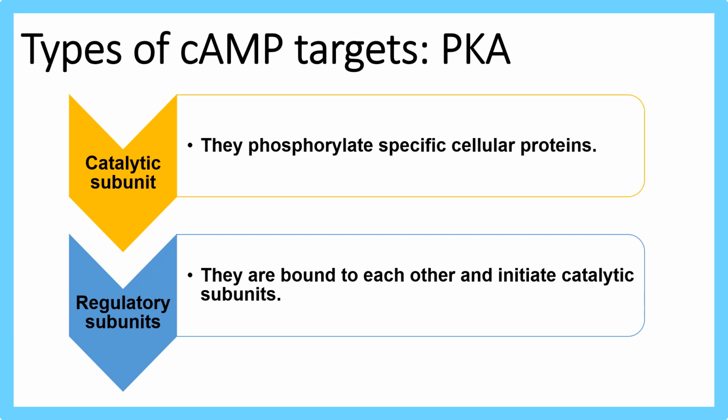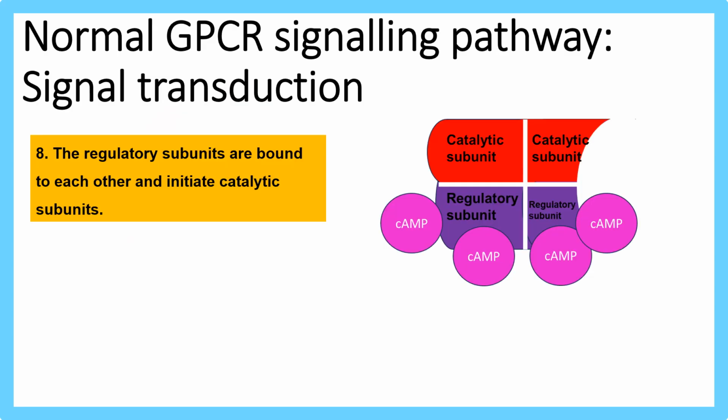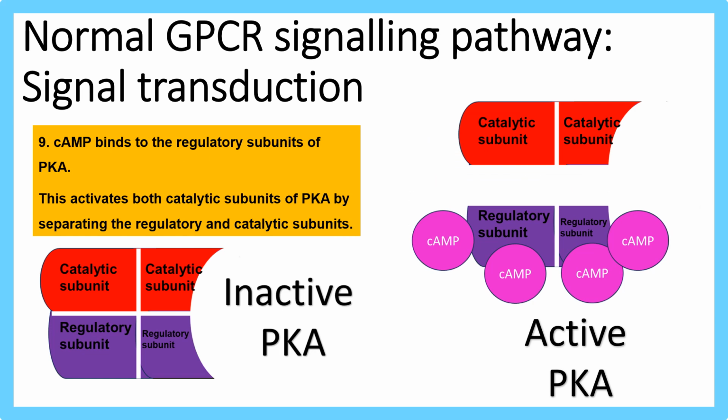The purpose of the catalytic subunit is that they phosphorylate specific cellular proteins. And the regulatory subunits bind together in order to start the activity that is involved within the catalytic subunit. So the regulatory subunits are what initiate the activity for the catalytic. The cAMP binds to the regulatory subunits of PKA, and when it activates the catalytic subunits, they separate away. So in an inactive PKA, this is how it stands. But when the cAMP binds onto the regulatory subunit, it leads to the separation between the regulatory subunit and the catalytic subunit. So that's the active form of protein kinase A.